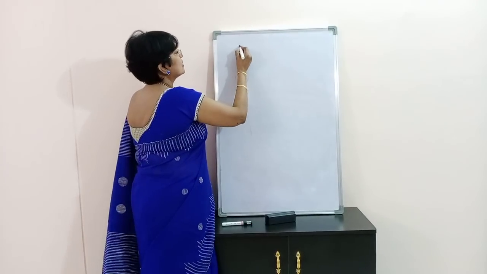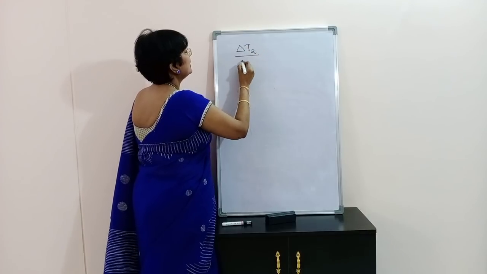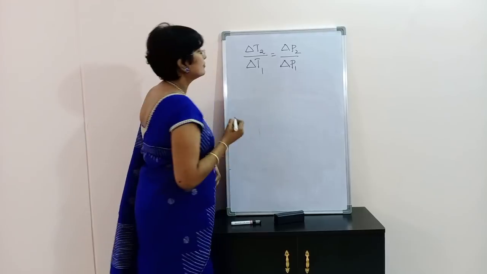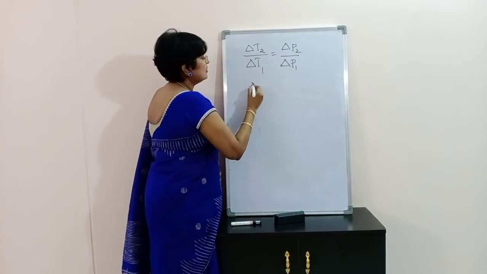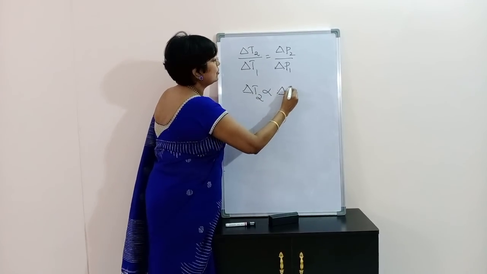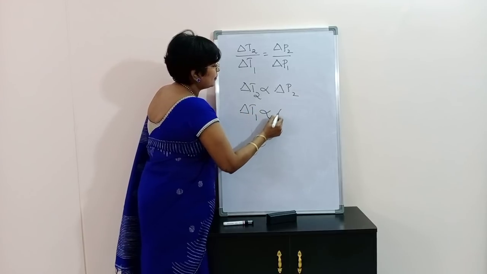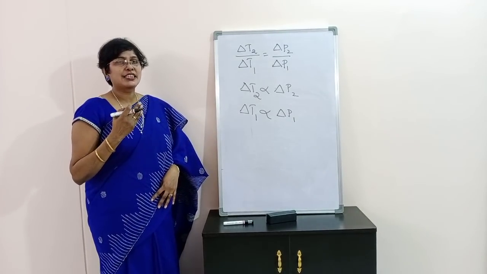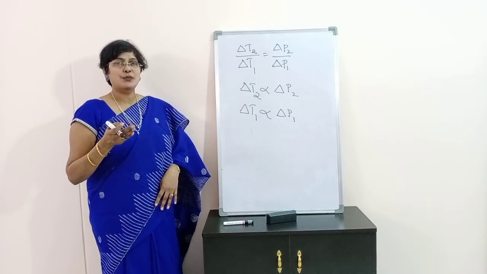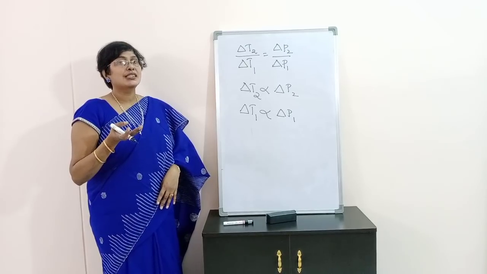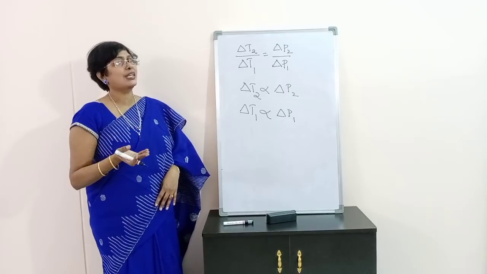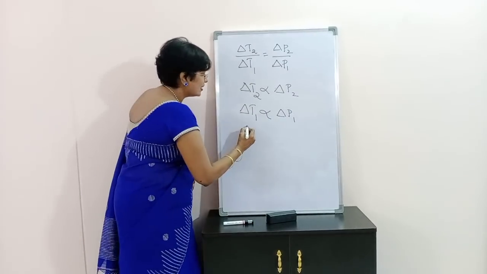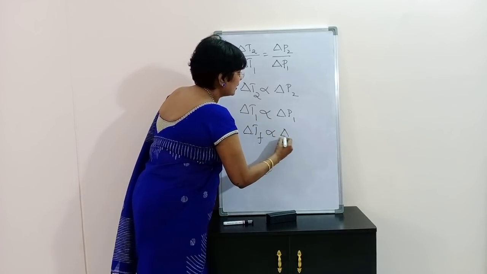Okay, next step, write down, students. So, delta T2 divided by delta T1 is equal to delta P2 by delta P1. Okay. So, from this expression, we can infer that delta T2 is proportional to delta P2 and delta T1 is proportional to delta P1. Okay. So, what is delta T2? Difference between T2 and T0. What is delta T1? Difference between T1 and T0. What is delta P2? Difference between P0 and P2. What is delta P1? Difference between P0 and P1. Okay. So, now from this in general, we can infer that delta Tf is proportional to delta P.